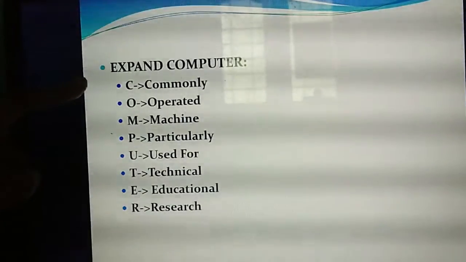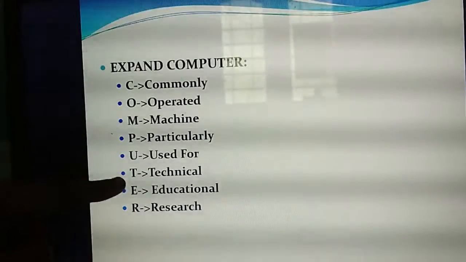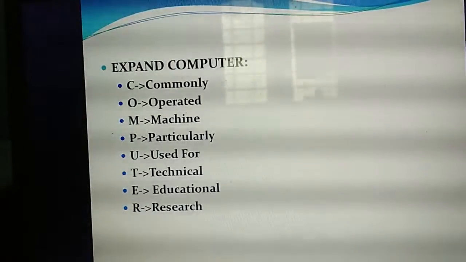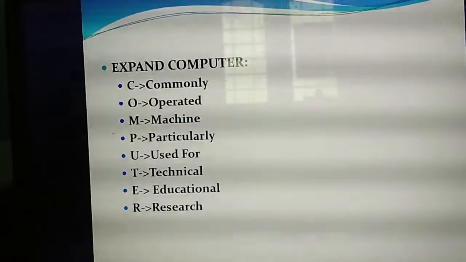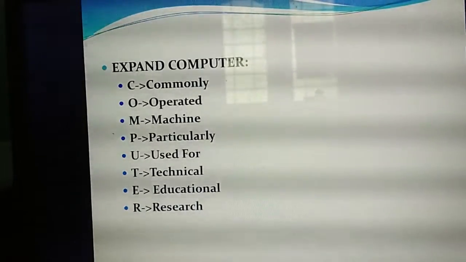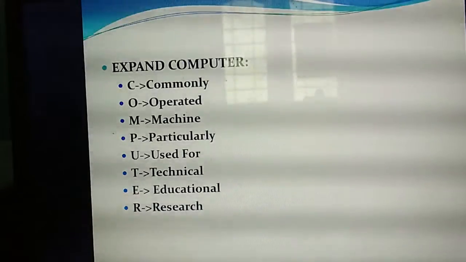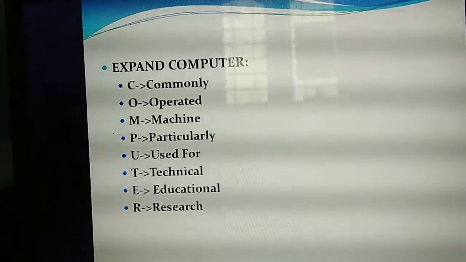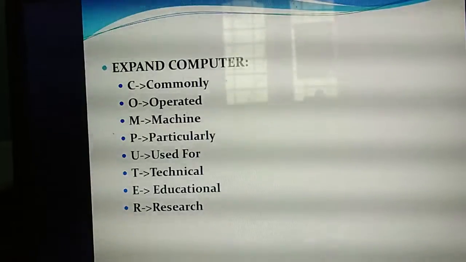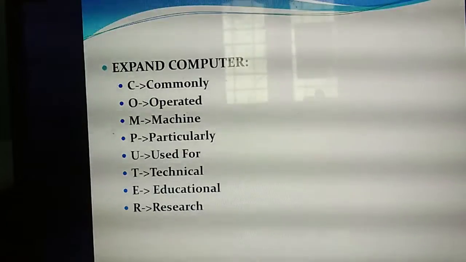What is C? Commonly operated machine, particularly used for technical educational research. So just note it down. In your computer book or computer notebook, on the first page you should write this expansion. Each and every time, if anyone asks what is the expansion of computer, you are a computer science student, you should say this expansion. So first you need to study this one.